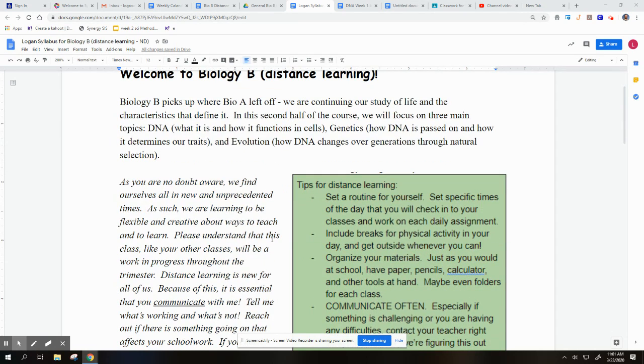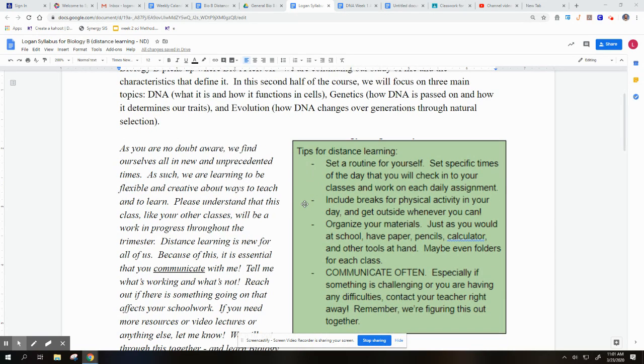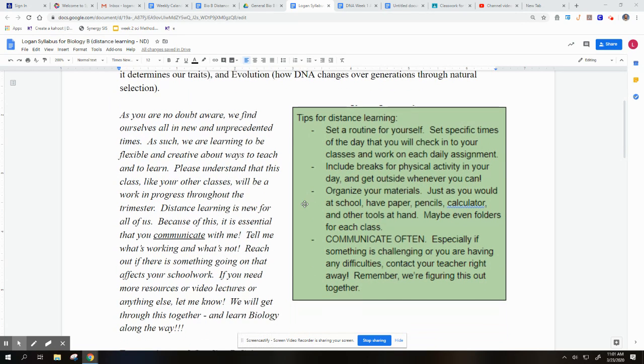Now, we're not going to go through the whole syllabus, but the syllabus is attached to day one on the assessment on Google Classroom. So we're going to go through parts of it. I'm going to kind of break down some stuff for you, just kind of tell you guys what I expect on a daily routine, all those different pieces. Now, I want to just talk about this green box over here where it says tips for distance learning.